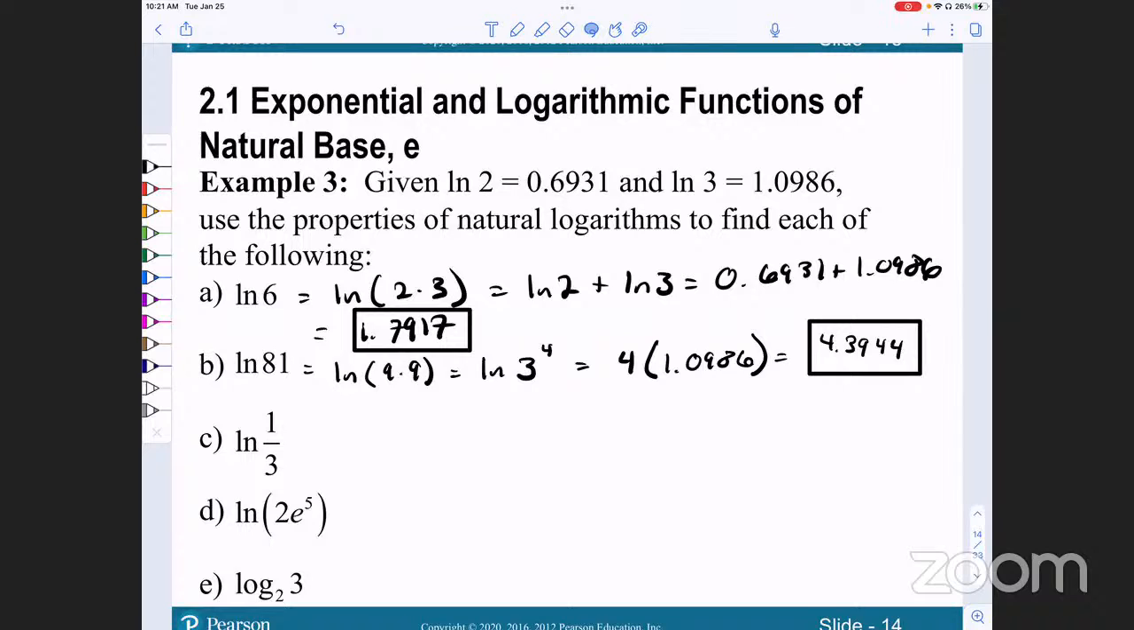All right, so I think we said another property was that the log of the quotient becomes the difference of the logs. So this is going to be the same as the natural log of 1 minus the natural log of 3. We said the log of 1 is what, 0? So this term goes to 0. And natural log of 3 they gave us. So this is going to be negative 1.0986.